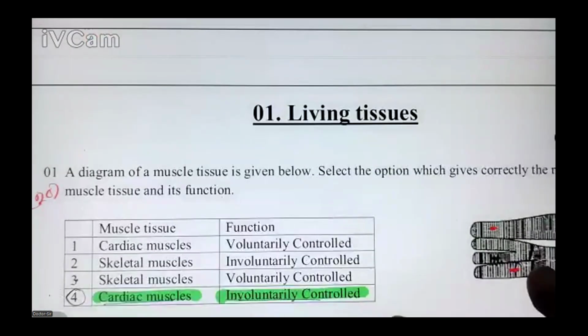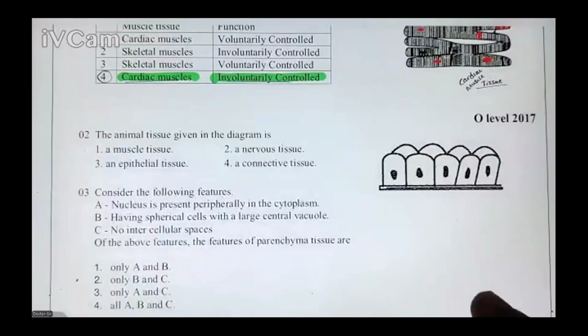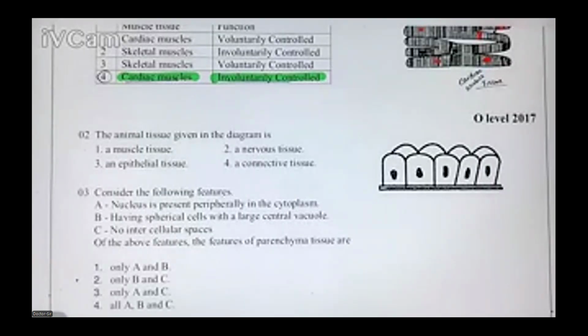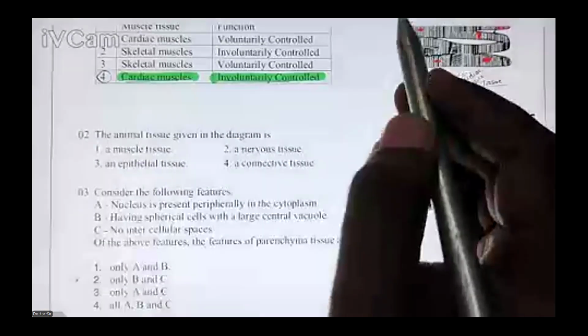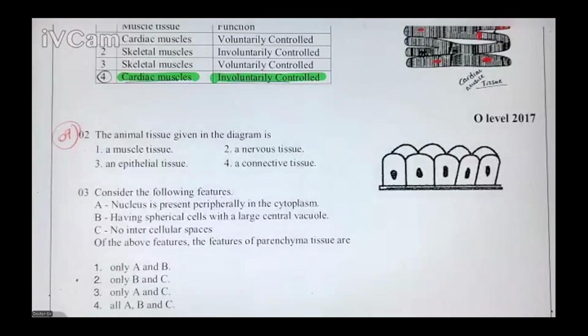Okay, so we finished the first question. Then this is another question, a 2017 O-level question. So look at the 2017 paper. This is question number 7 in the 2017 O-level paper. Question number 7. Now tell me the answer. This is not a mail.